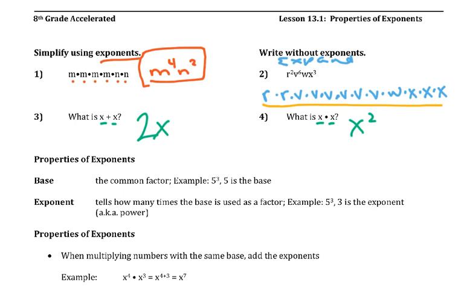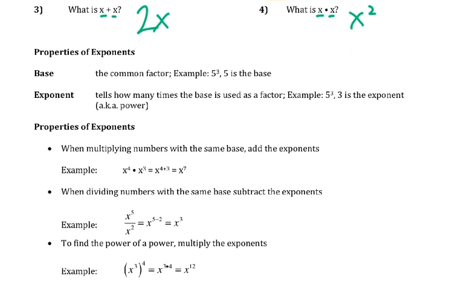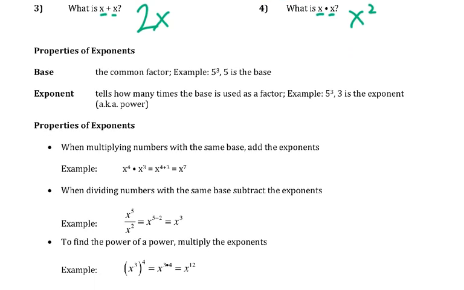Okay, so some properties of exponents. These are things that we need to know. So a couple of words. When I say the base of an exponent, it's the factor that's in common. So for example, 5 to the third power, 5 is the base because 5 is the factor that's in common. So 5 times 5 times 5 is what that is. The exponent tells us how many times the base is used as a factor. So for 5 to the third, 3 would be the exponent. It's also known as the power.